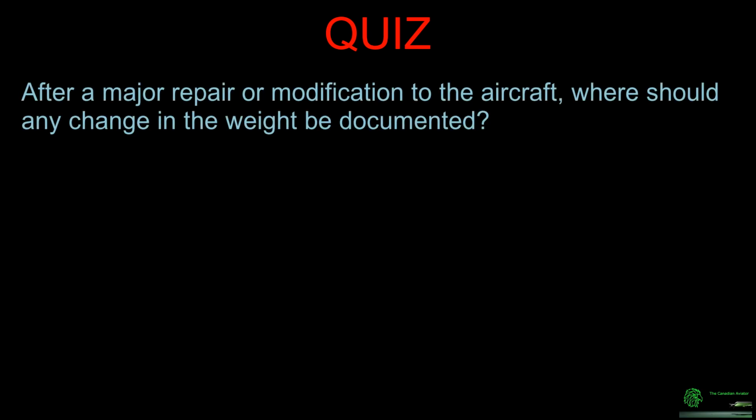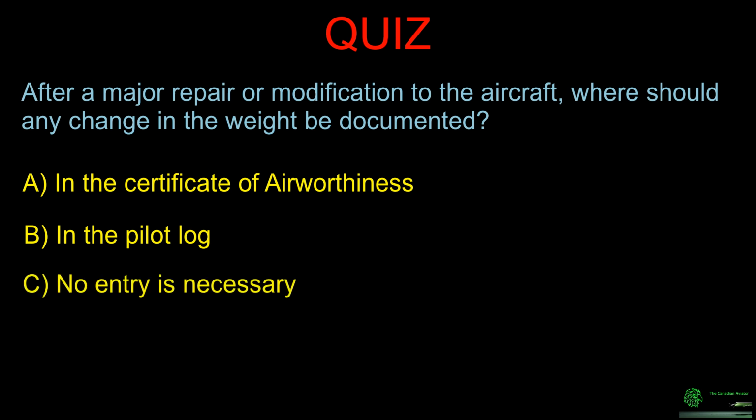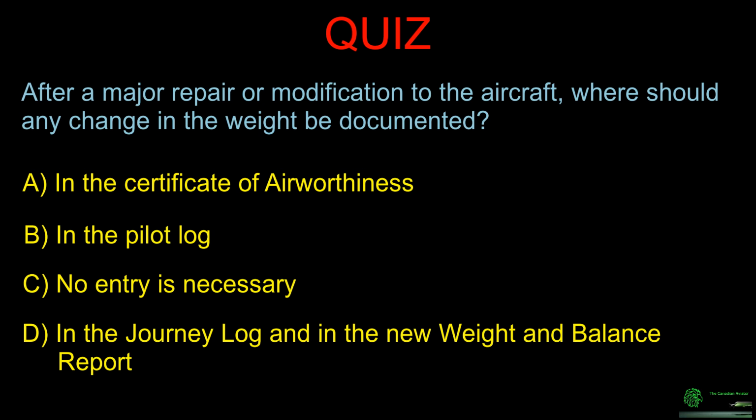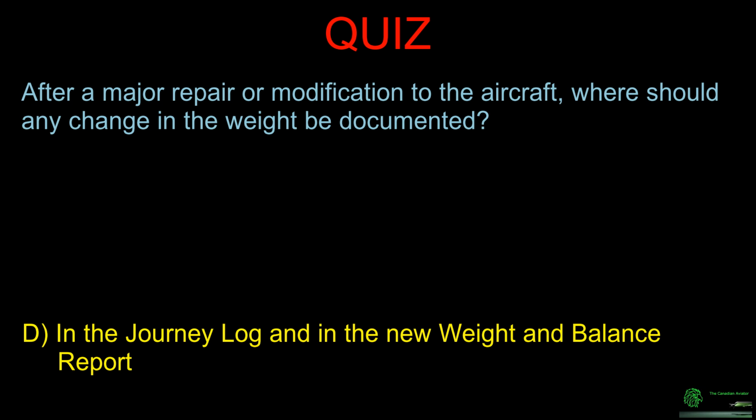Let's go through some questions that Transport Canada might ask during any exam. After a major repair or modification to the aircraft, where should any change in the weight be documented? A. In the Certificate of Airworthiness. B. In the pilot log. C. No entry is necessary. Or D. In the journey log and in the new weight and balance report. The correct answer is D. In the journey log and in the new weight and balance report.